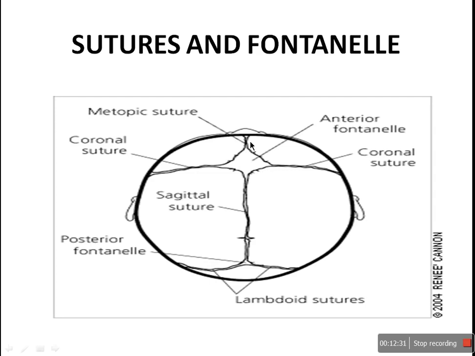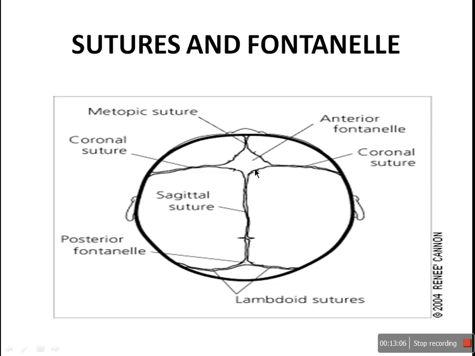From here the frontal suture is coming. From here the coronal sutures are coming. From here the sagittal suture. So all these four sutures are meeting in this area. This area is called the anterior fontanelle, otherwise called the bregma. It is not mentioned here. So the space or area where all sutures meet together is called the fontanelle. This is the anterior fontanelle or bregma.